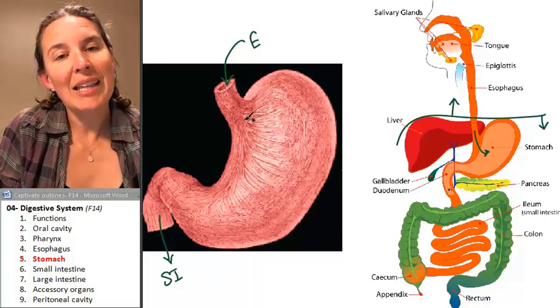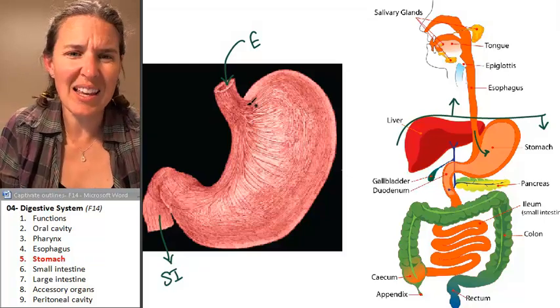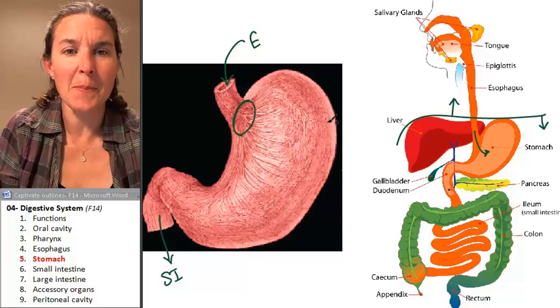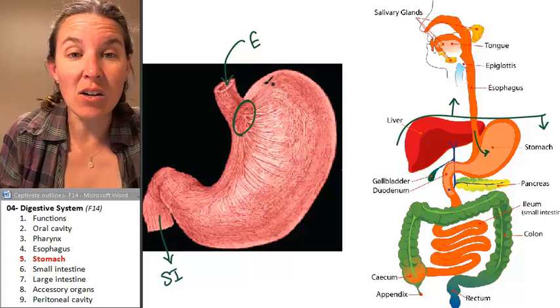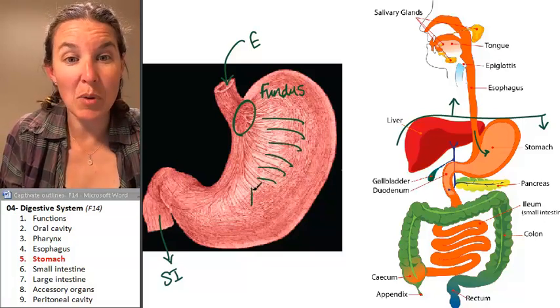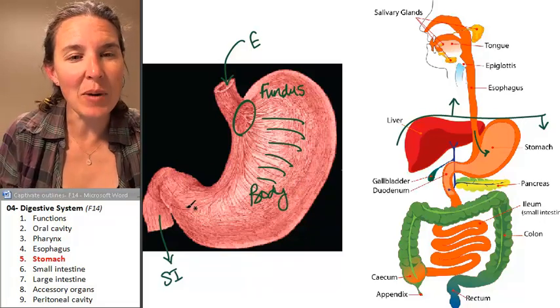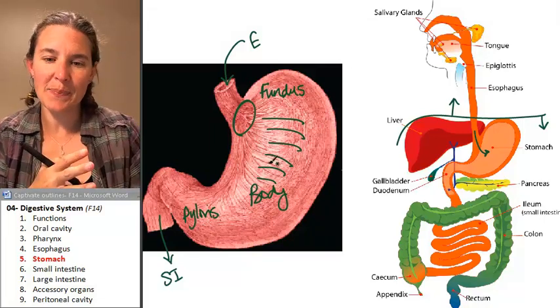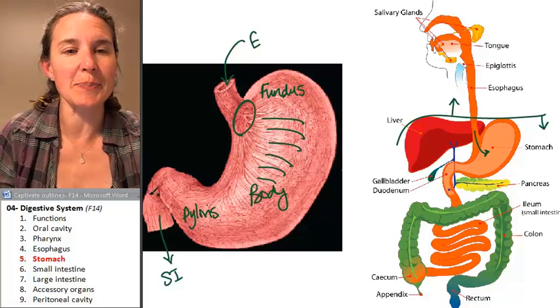So the place where the esophagus actually enters the stomach is the cardiac region of the stomach. And then there's this bulge that goes superior, and that is called the fundus. The rest of this space is the body. The body is the biggest region of the stomach. And then we have the pylorus. These are all like zones, like regions of the stomach.